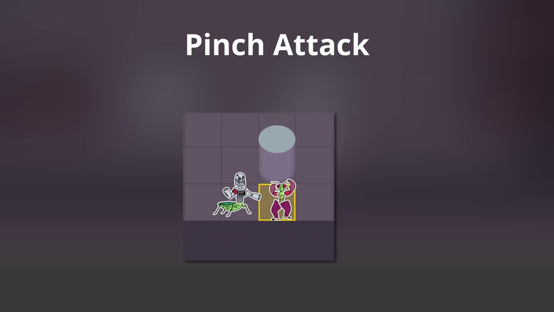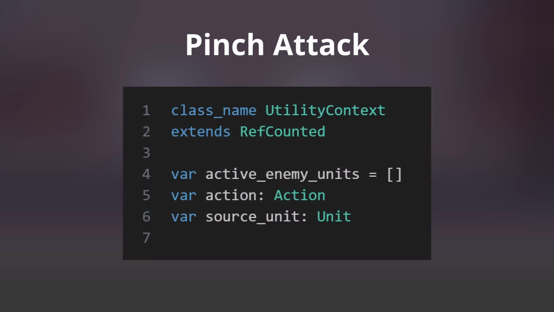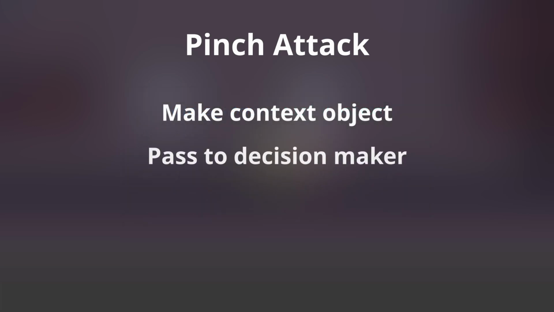Let's look at how a unit would score using a pinch attack from the lobster arms. This is a simple attack that is only concerned with how much damage it will do against a target. Upon beginning action selection, the AI controller makes a context object, which holds information such as the list of active enemy units and the unit taking the action, and passes this object to the action's decision maker.